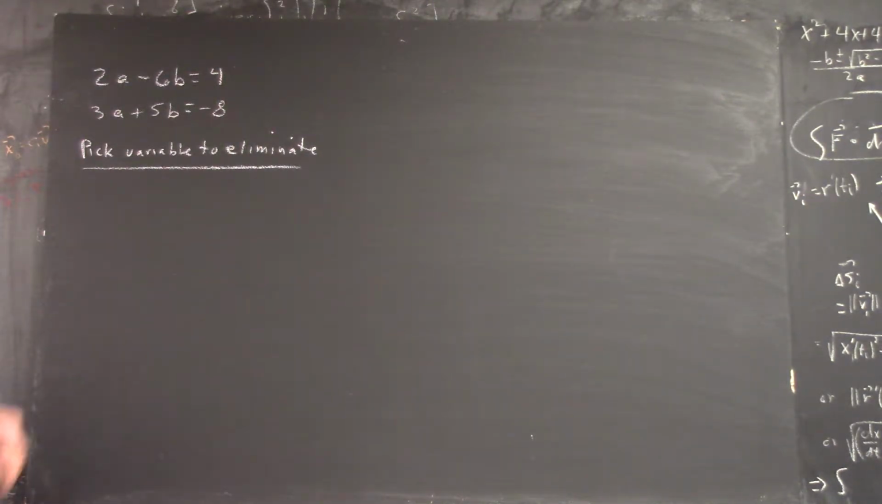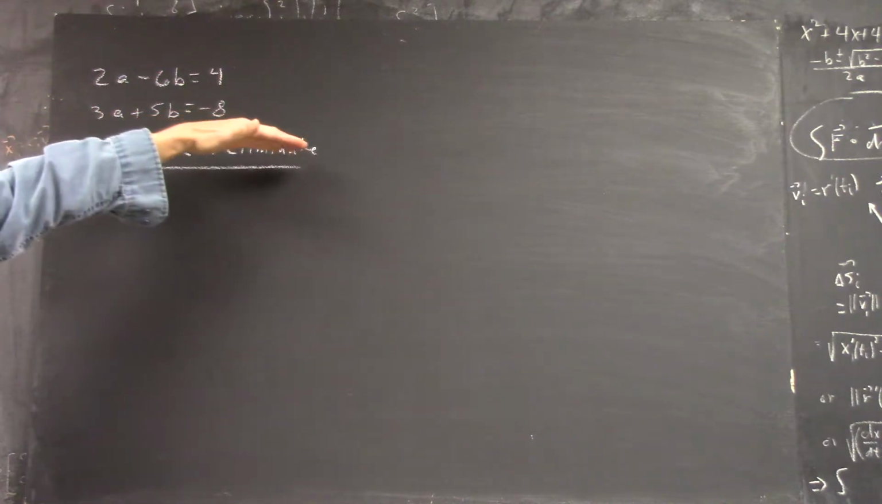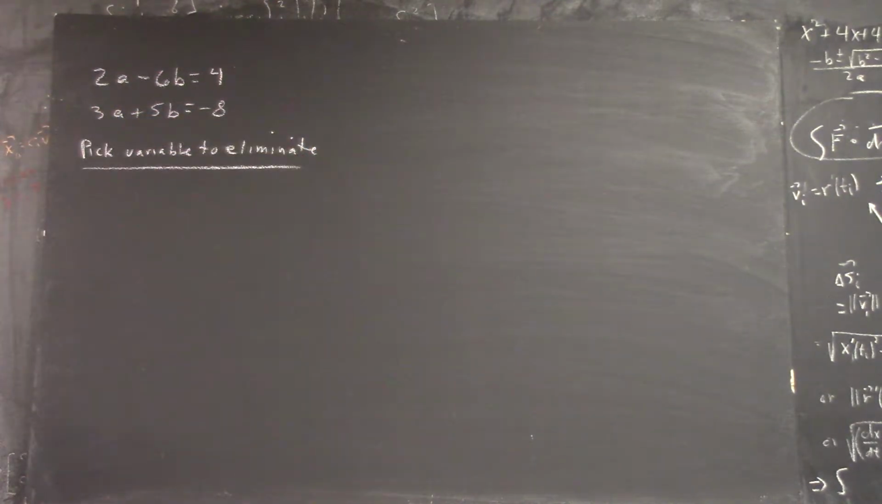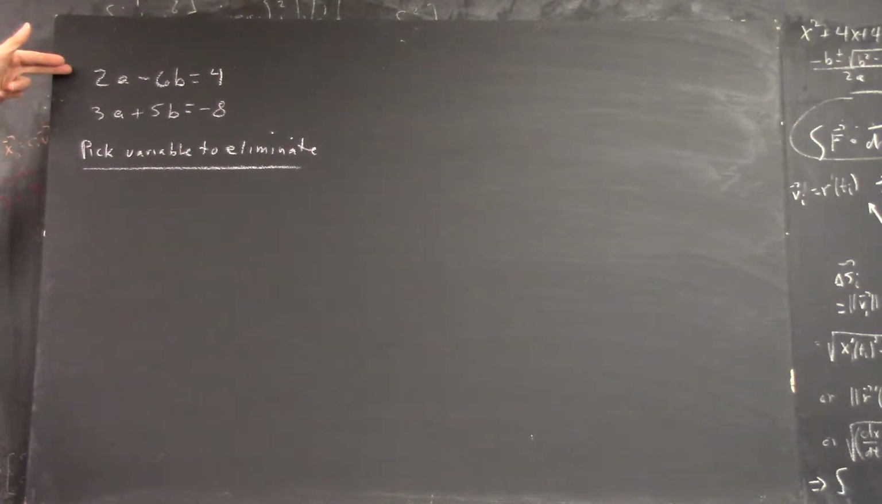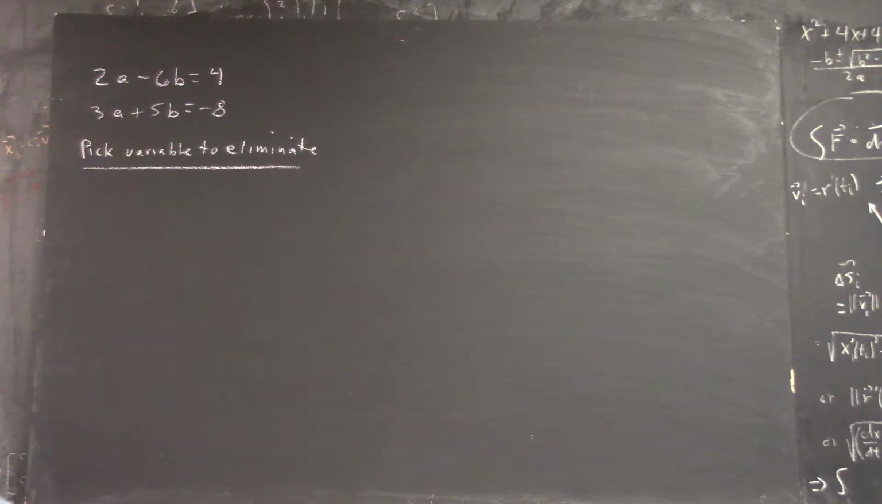So, in order to get the coefficients of B to match up, I'd have to multiply this equation by some number, and this equation by some other number. Okay? So, what are two numbers I could multiply by? What could I multiply this by? And then what could I multiply this by so that the numbers in front of B would end up equal but opposite? Well, I'll show you.